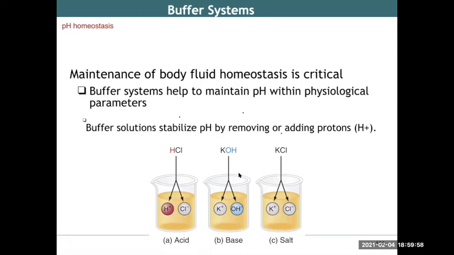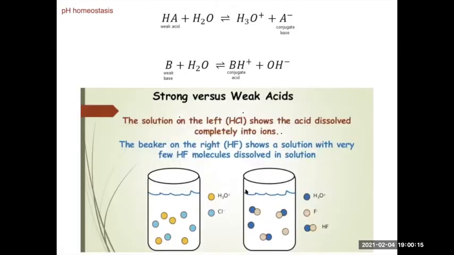The blood has to be some kind of a buffer, and what that means is buffers are going to stabilize the pH by either adding or removing protons, right? So we want to look at these reactions here. Basically the idea is that a strong acid like hydrochloric acid, you put it in there like a salt, will completely dissociate into its constituent ions. If you have a weak acid, over here, you put it in there and it's only going to partially dissolve right here, right? So this is the difference between a strong and weak acid.